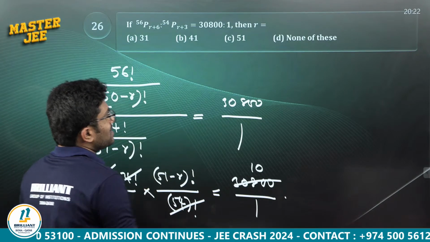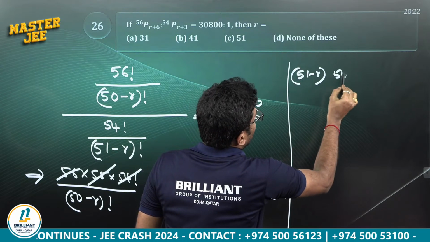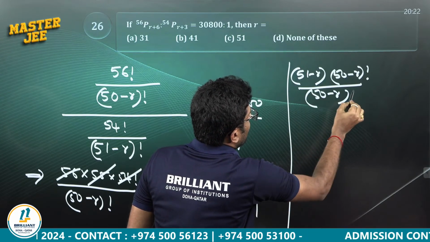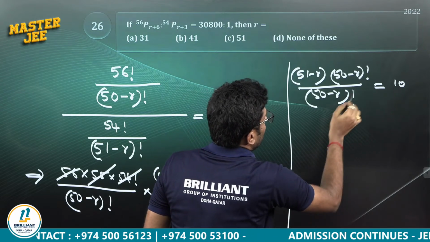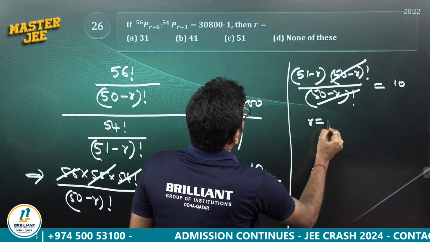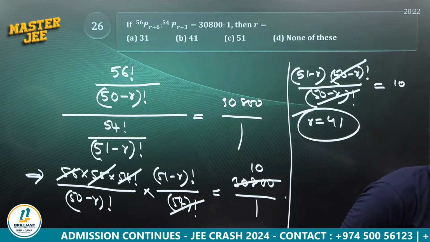Now 51 minus r can be written as 51 minus r into 50 minus r factorial, whole divided by 50 minus r factorial is equal to 10. These two get cancelled, guys. 51 minus r is equal to 10. r is equal to 41.